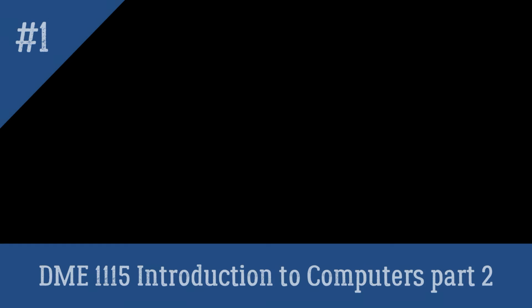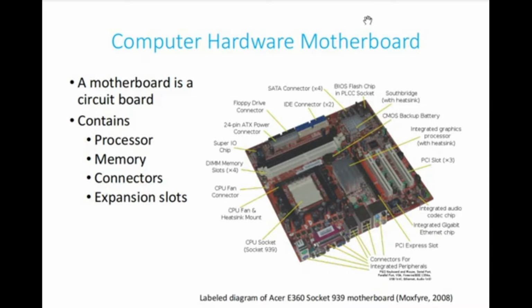Okay, so this is part 2 of our DME 1115 Introduction to ICTs and Computers. So basically, what is a motherboard? A motherboard is defined to be a circuit board. In other terms, it can be referred to as the main printed circuit board, so we are talking about the PCB, printed circuit board.